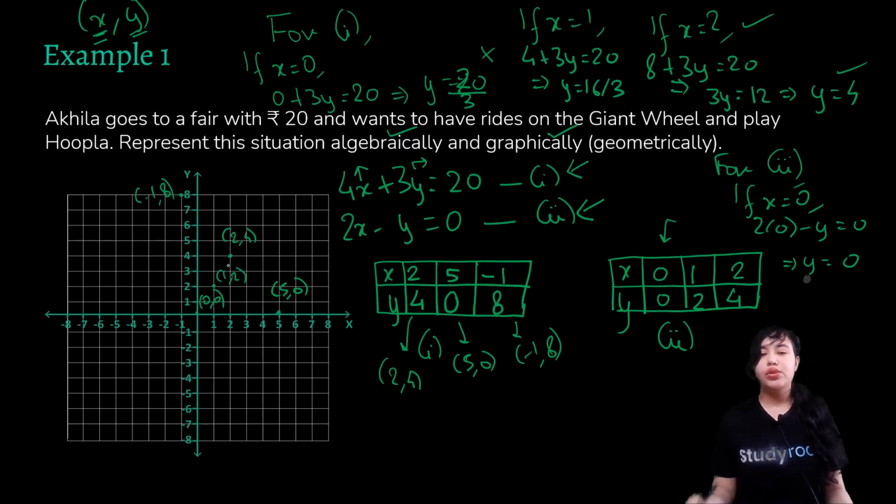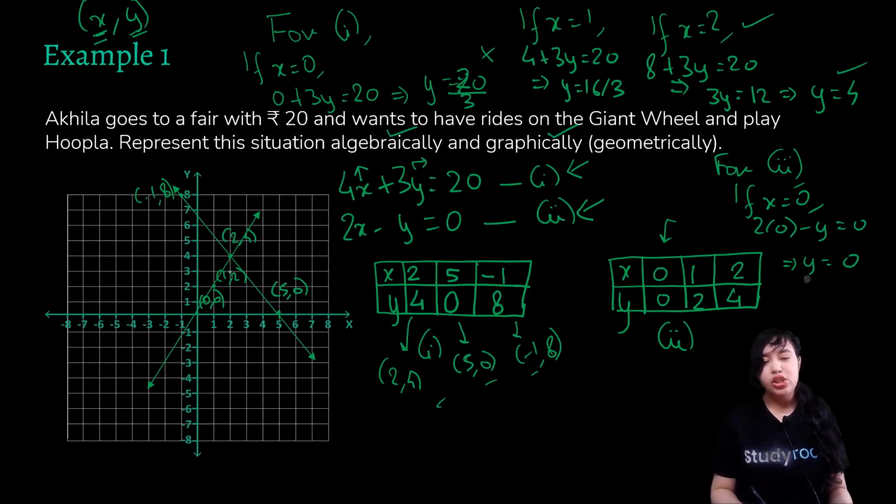Now what I want you to do is make use of a ruler and connect the points for a particular equation. Like join these points 2 comma 4, 5 comma 0, minus 1 comma 8, you'll get a straight line. Then join the point 0 comma 0, 1 comma 2, 2 comma 4, you'll get another straight line. So it should look something like this. Okay, make use of a ruler, don't do it freehand. And I hope whatever working you are doing is with a pencil over here. You can't make use of a pen on a graph sheet.